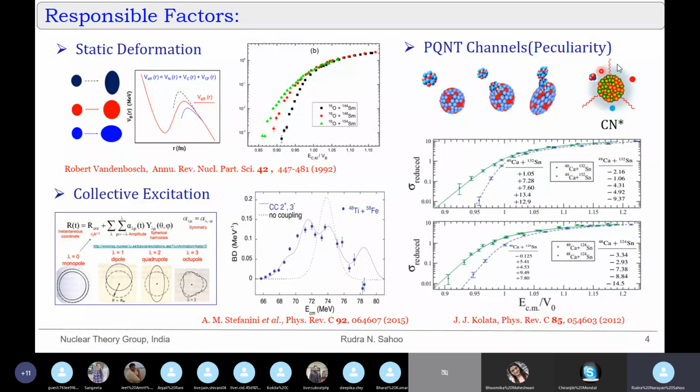But there is some problem in the positive Q value neutron transfer channel. First, I will explain why the positive Q value neutron transfer channel is considered an enhancing factor for subbarrier fusion. You can see in this schematic figure, this is the projectile, this is the target nucleus. When the projectile comes towards the target, before the interaction, neutrons try to transfer between the projectile and target, because neutrons are insensitive to the Coulomb barrier.